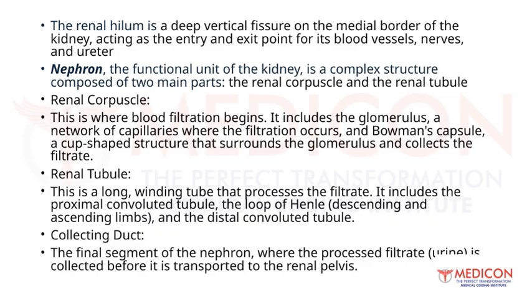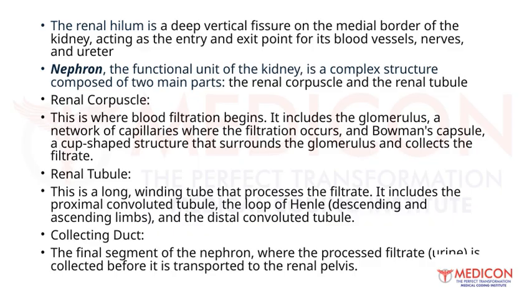Now, moving on to the nephron, which is the functional unit of the kidney. Think of it as the tiny workhorse that actually filters blood and produces urine. The nephron is made up of two main parts, the renal corpuscle and the renal tubule. Starting with the renal corpuscle, this is where the magic of blood filtration begins.